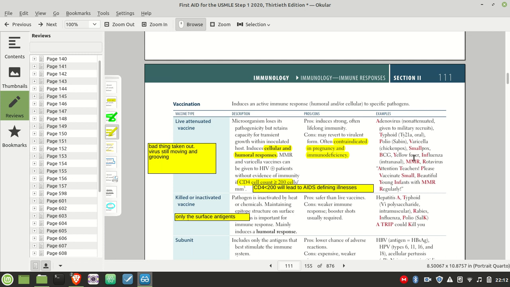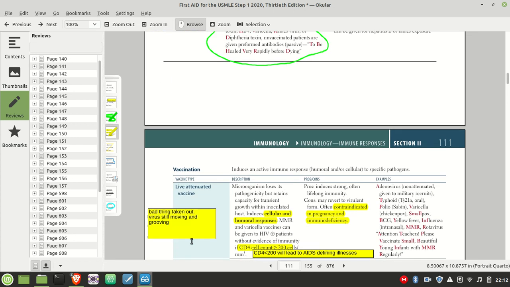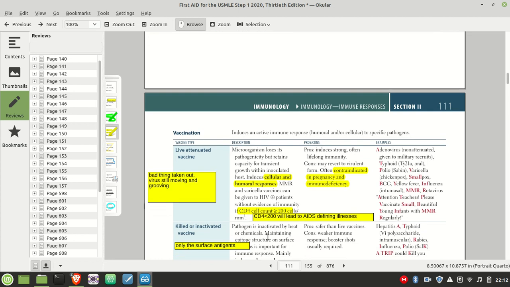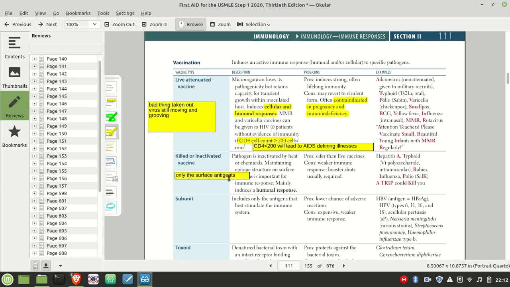And actually, they're not even going to say live attenuated vaccine, killed, subunit, toxoid, whatever. What they're going to say is one that induces a cellular and humoral response, one that induces a cellular only response, one that induces a humoral only response, and so you have to know, oh, I'm talking about varicella, and that's the live attenuated vaccine. So it's super important.